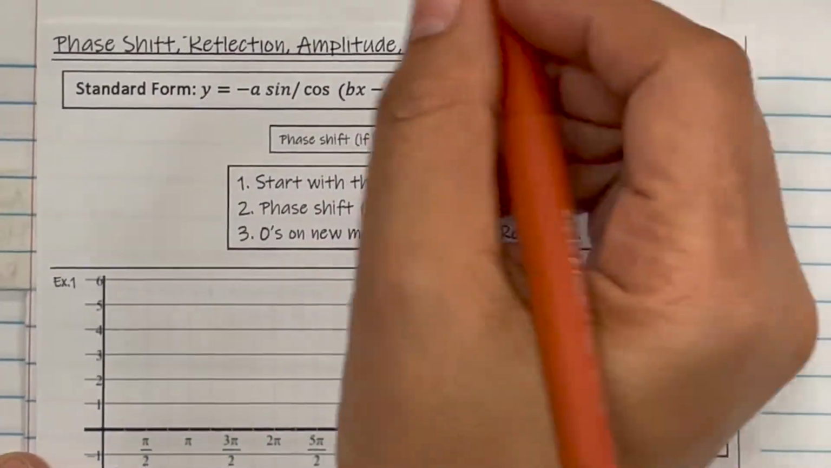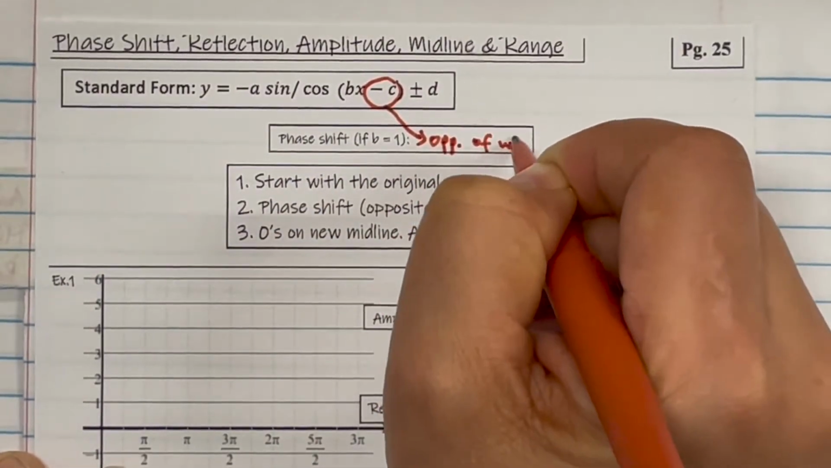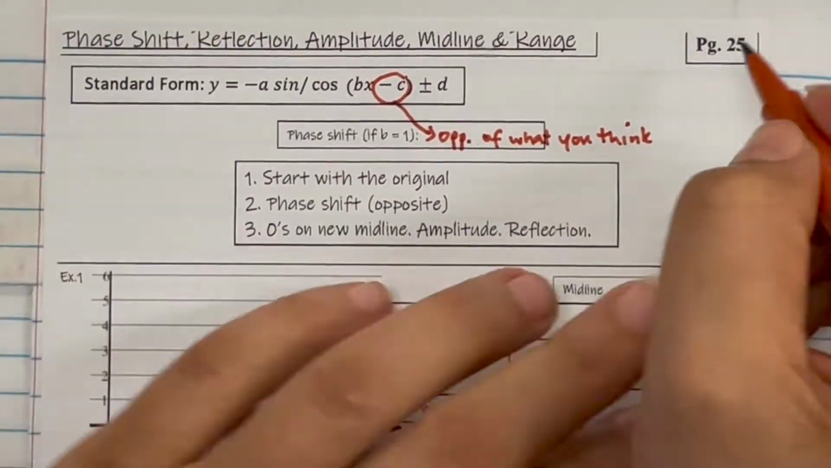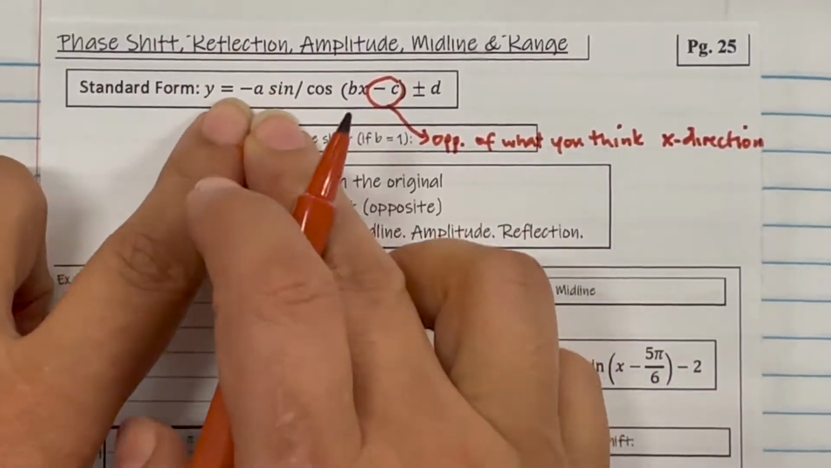All right, we're just going to do a phase shift, which is inside the parentheses, plus or minus. But remember, it is opposite of what you think, meaning if it's minus, you think go left, but you're going to go right. And if it's positive, you think go right, but you're going to go left. So opposite of what you think in the x direction.